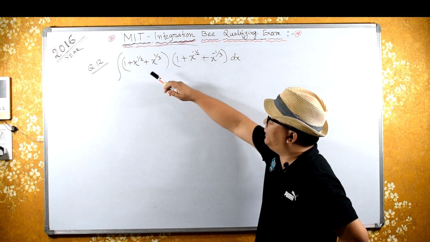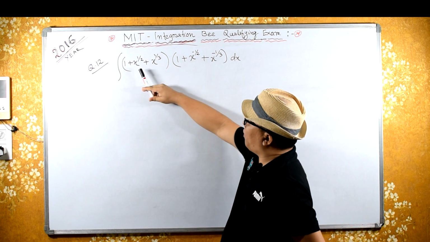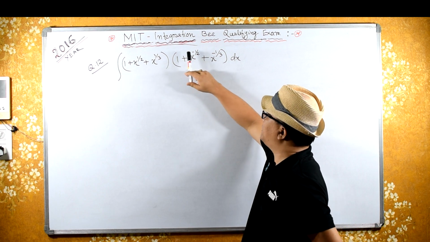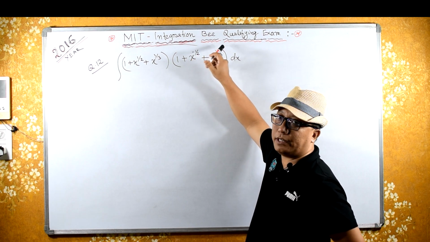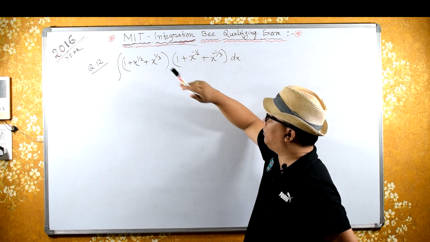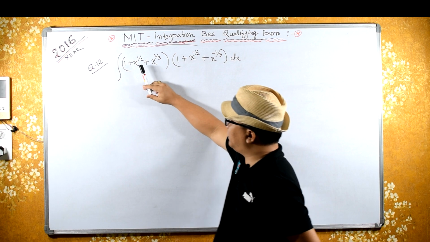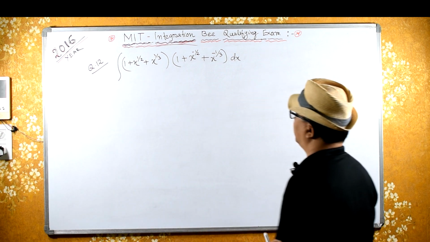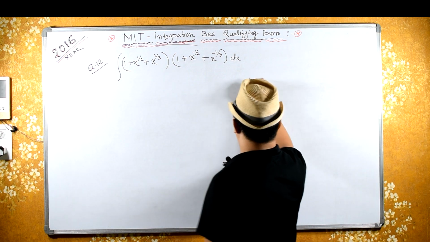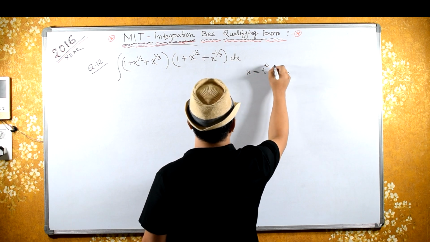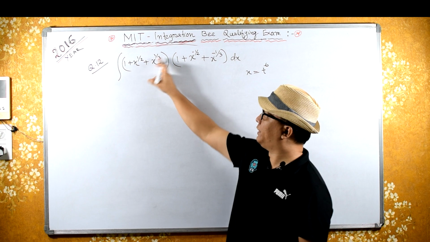Now you can see over here, the powers of x are x raised to half and x raised to 1 by 3, as well as x raised to minus half and x raised to minus 1 by 3. Now, you can see over here, the LCM of 2 and 3 is what? LCM of 2 and 3 is 6. Therefore, let's substitute x equals t raised to 6. Why 6? Because the LCM of 2 and 3 is 6.